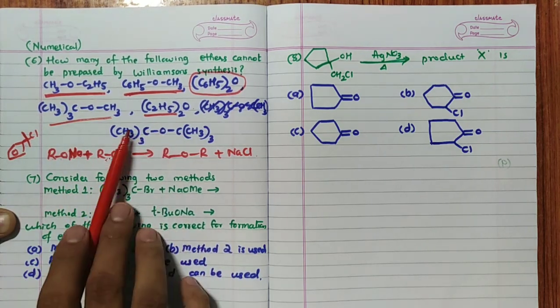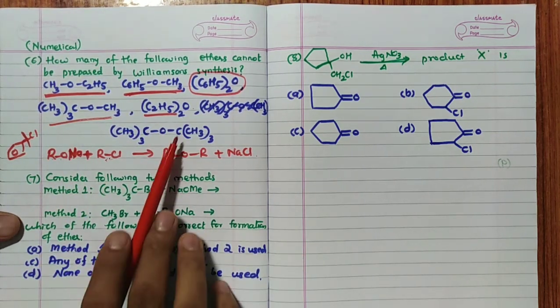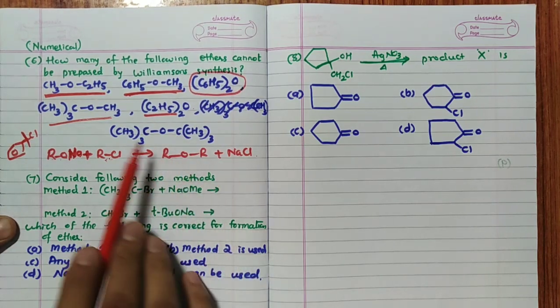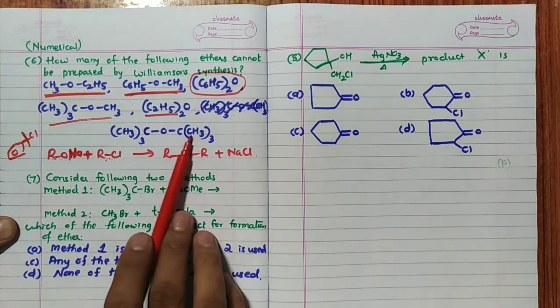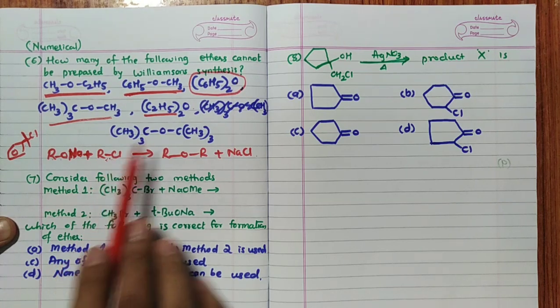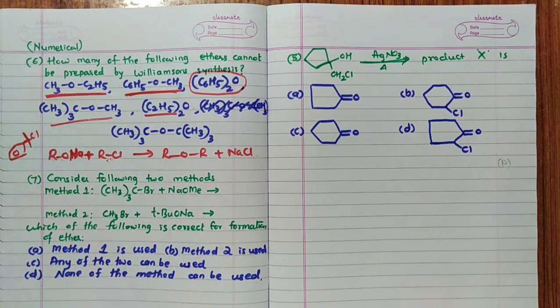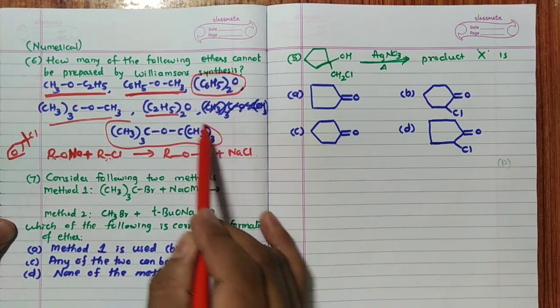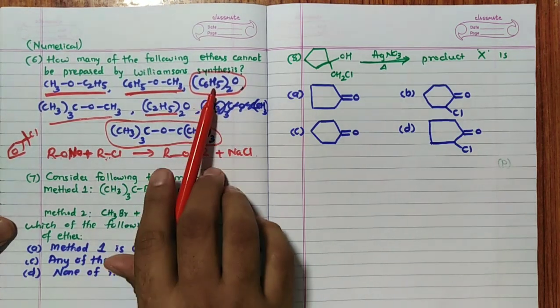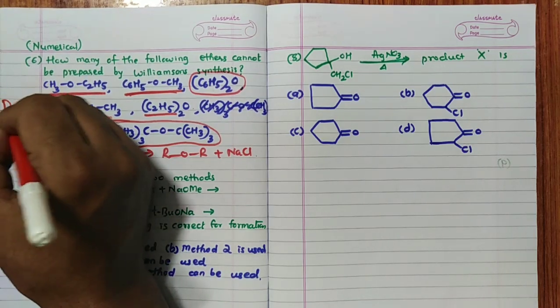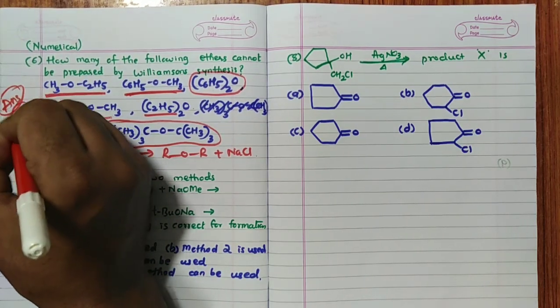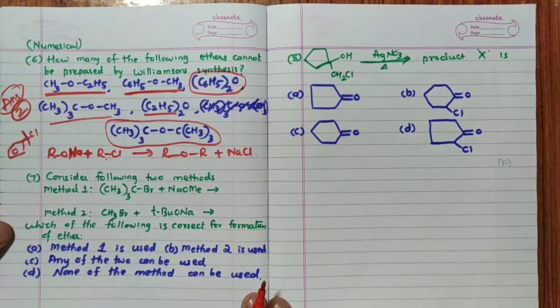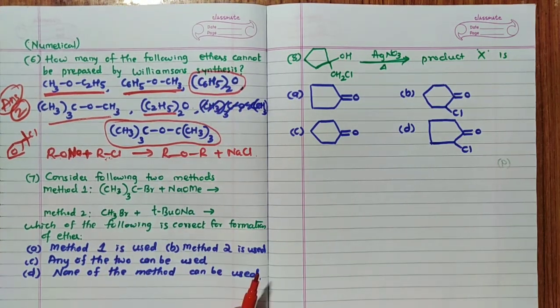But both are tertiary, not at all possible. To form this ether, we have to take CH3 thrice CONa and CH3 thrice CCl. Both are bulky, very large bulky groups. Definitely this is not possible in this case. So this one is not possible, this one is not possible. The answer for this question is, remember, 2, because of this one and this one.